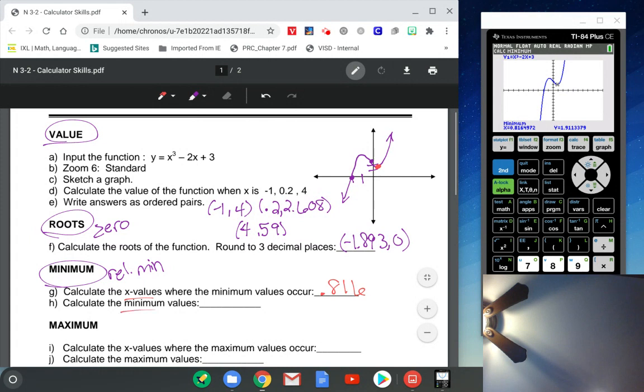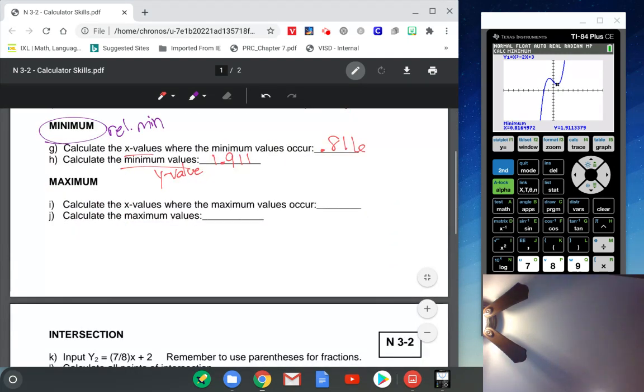Then it says calculate the minimum values. It's talking about the y value here. The y is your output value, so 1.911. We're going to go to 3 decimal places on all of this. All right, so minimum means relative minimum, and so we're going to do the left and right boundaries for that as well.